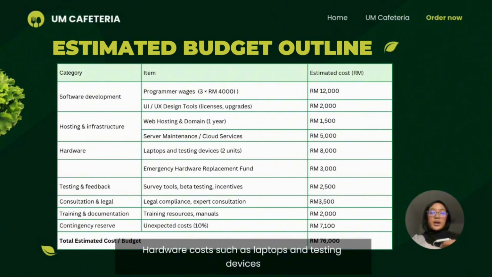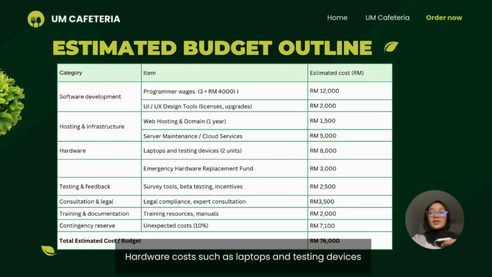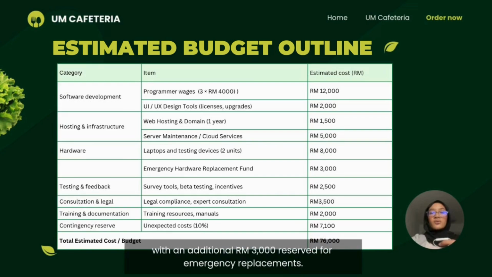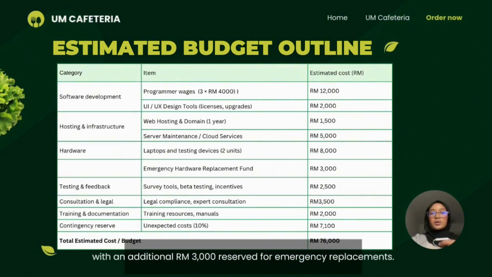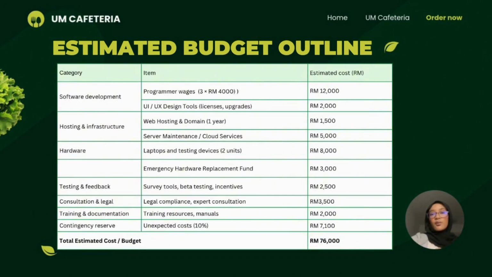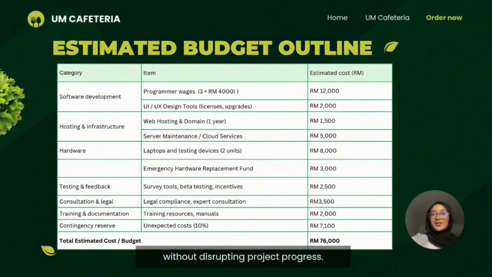Hardware costs such as laptops and testing devices amount to 8,000 ringgit, with an additional 3,000 ringgit reserved for emergency replacements. We also allocated funds for user testing incentives, consultations, legal compliance, and training. About a 10% contingency reserve, which is around 7,000 ringgit, is included to manage unexpected expenses without disrupting the project progress.